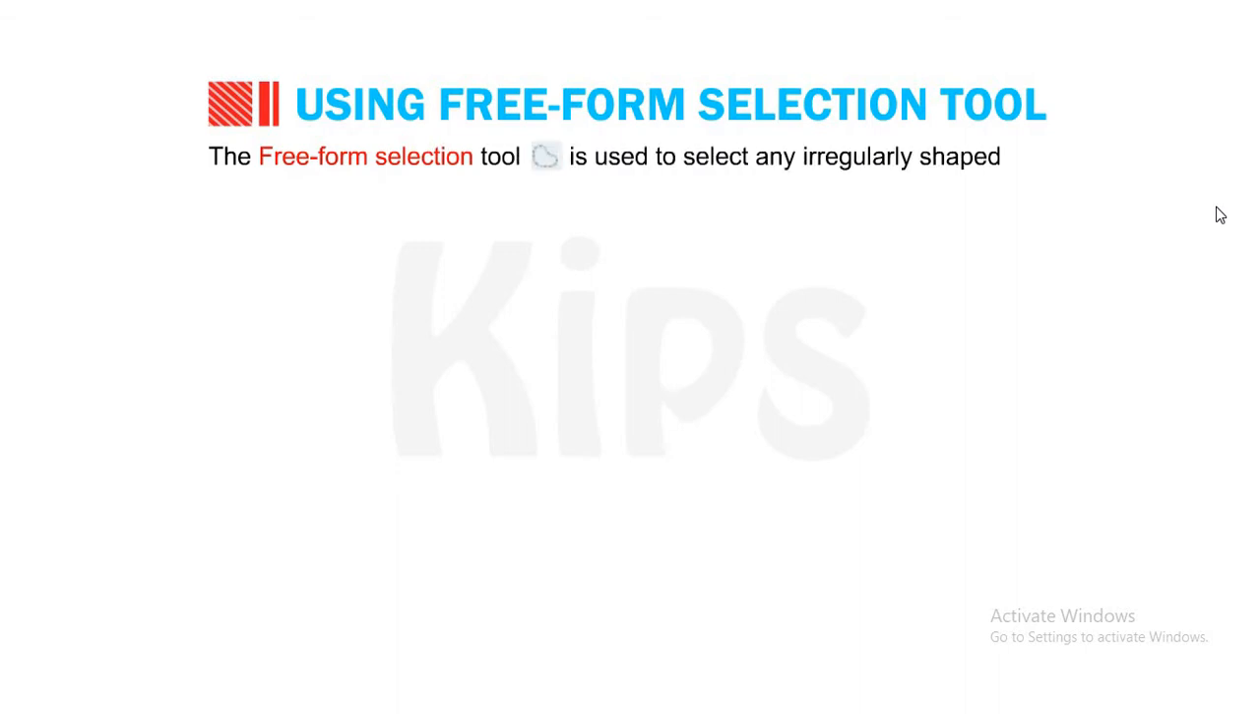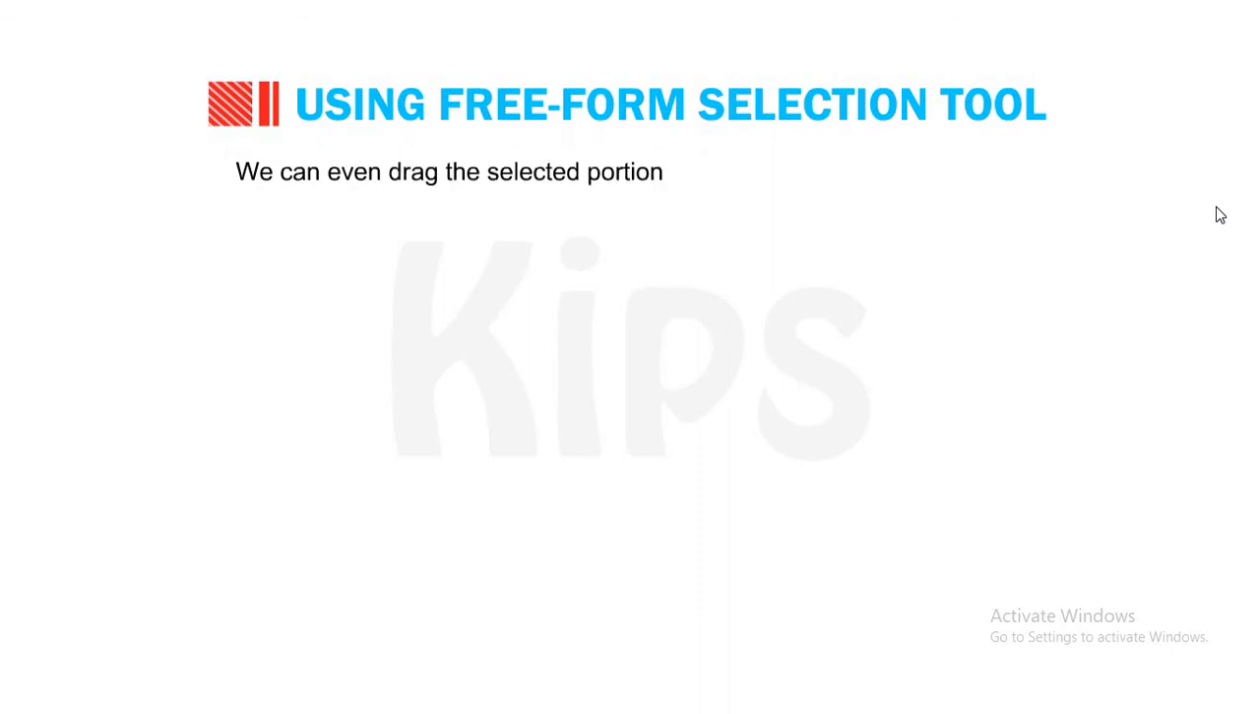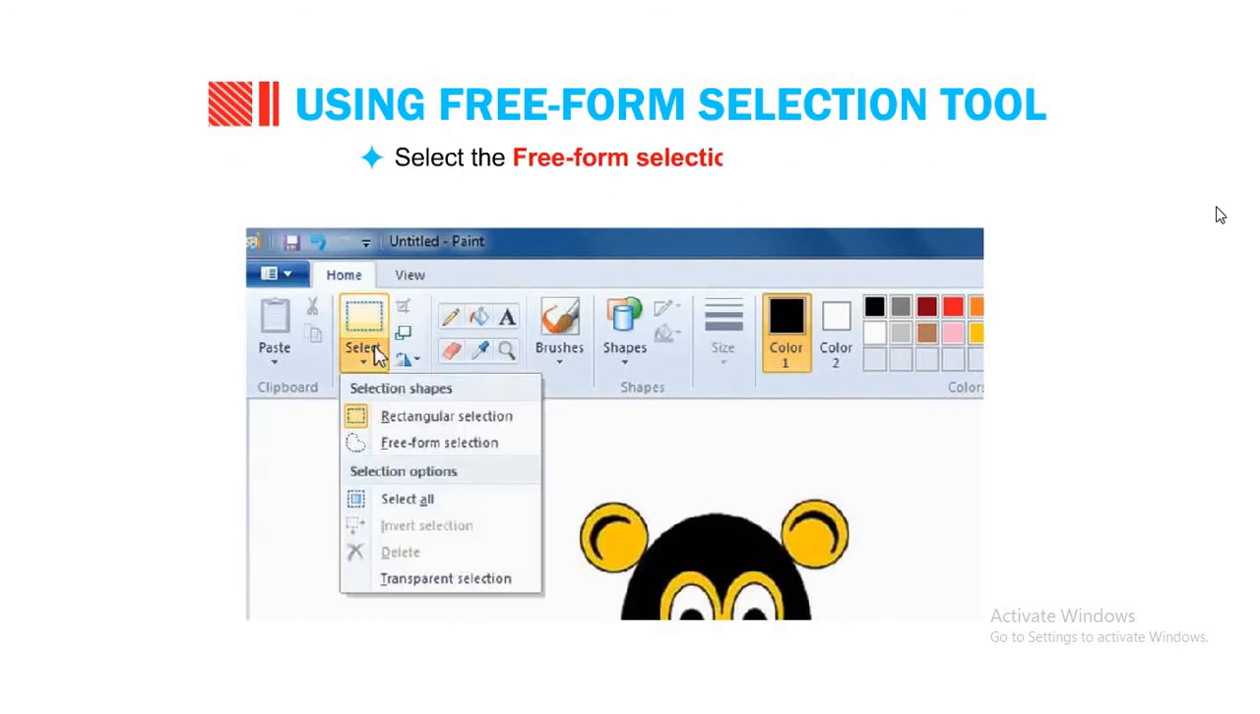Students, quickly tell me, which group do you choose to select any shape in Paint? Now we shall learn how to use the Freeform Selection tool. The Freeform Selection tool is used to select any irregularly shaped part of the picture. We can even drag the selected portion and place it on another location. Select the Freeform Selection tool.